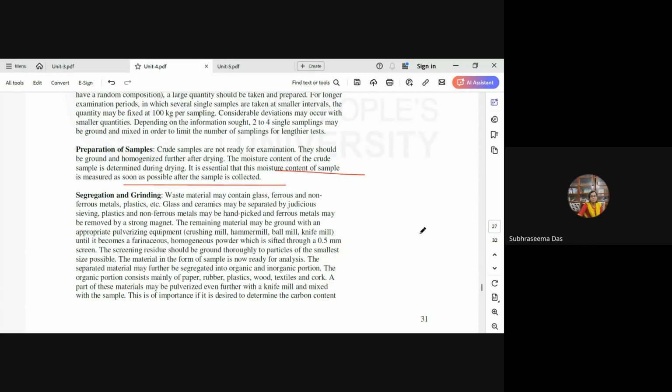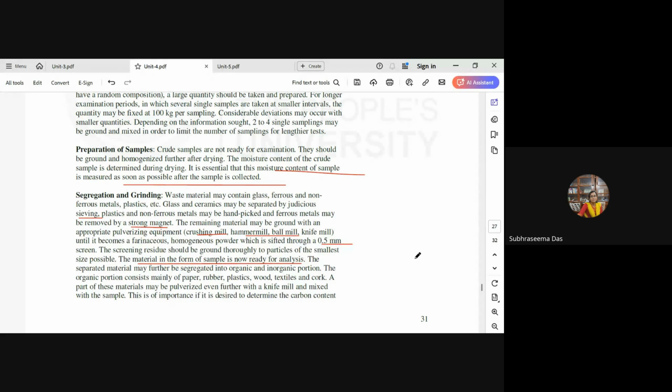Then comes the next step of segregation and grinding. These waste materials might contain glass, metals and plastics. The glass and ceramics may be separated by the sieving process. Then the ferrous metals can be removed by magnet. The remaining material may be pulverized using a crushing mill, hammer mill or knife mill until it becomes a homogeneous powder, and then it can be sifted through a 0.5 screen. After this screening process, the material is ready for analysis.